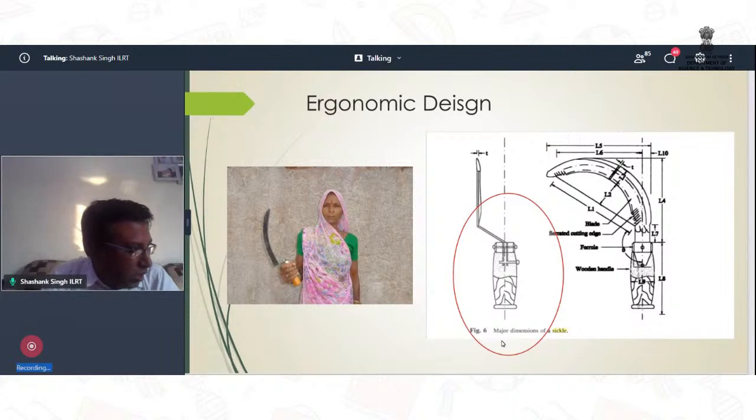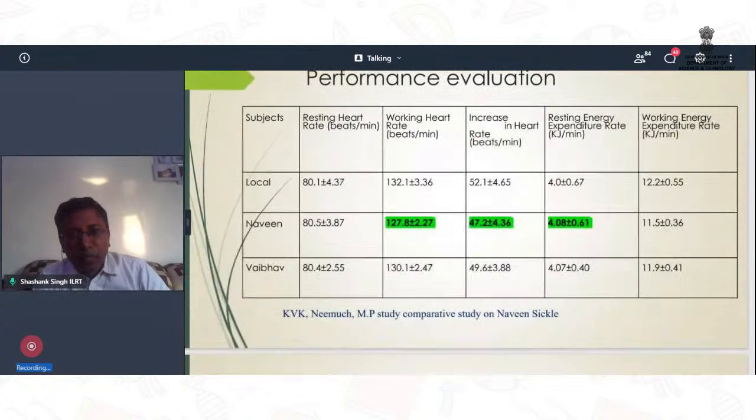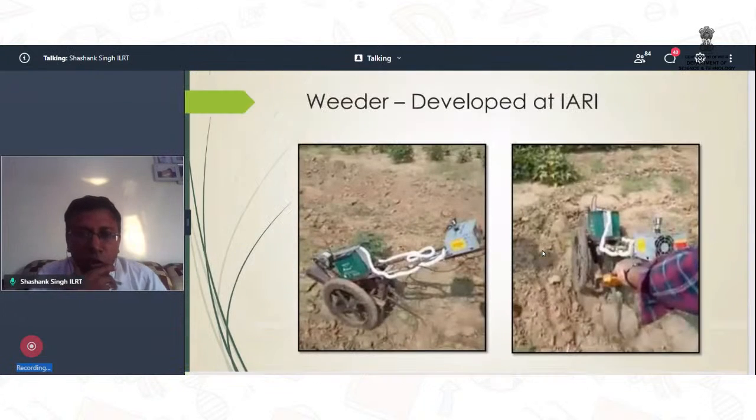So we discussed the same thing with Dr. Spissing at IRRI, who was at CIAE for 14 years and worked on the Naveen sickle. Then he told us, next slide, please. Then he told us that a sickle for a sickle is not a solution, and if we have to give them a tool to replace the sickle, we have to provide some technological improvisation.